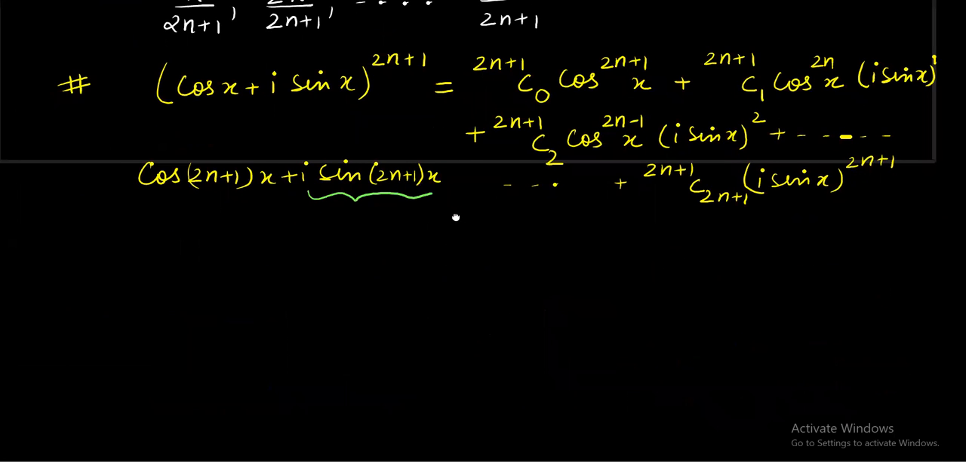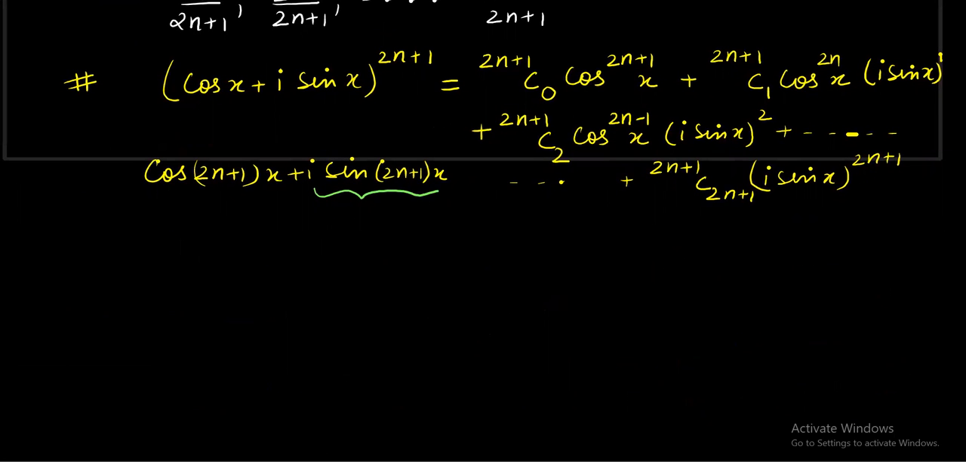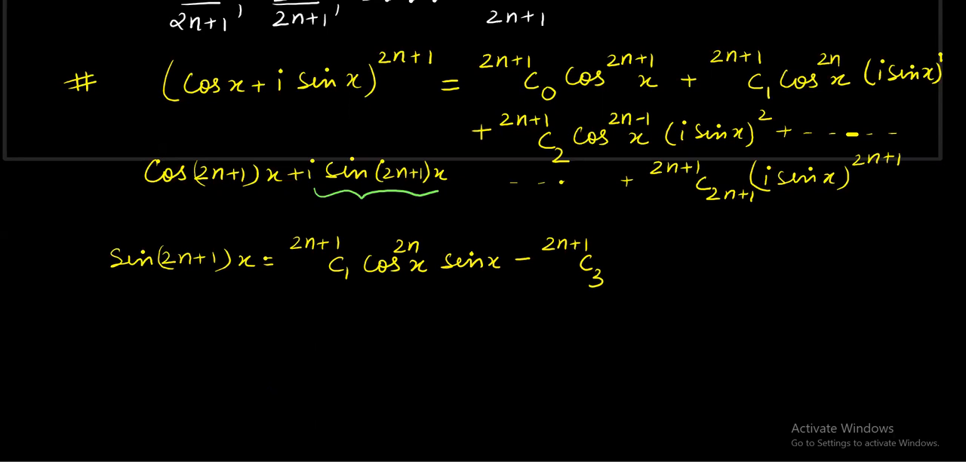On comparing the imaginary parts of both the sides, I will get a relation which says that sin 2n plus 1 into x turns out to be 2n plus 1 c1 cos power 2n x multiplied by sin x, minus 2n plus 1 c3, only the imaginary part I'm comparing, cos power 2n minus 2 x sin power 3 x, and so on.